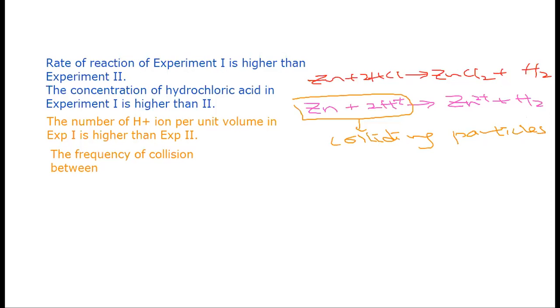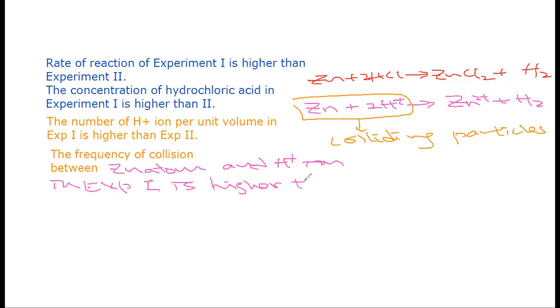Therefore, when we are talking about this, the frequency of collision between what? It is actually between the zinc atom and hydrogen ion. Okay. In experiment 1 is higher than experiment 2. Okay. I hope you can follow. And the important part here is the part that I put in the box.